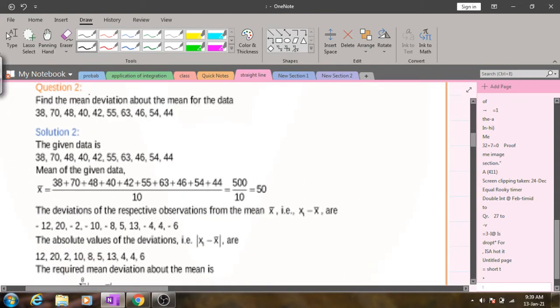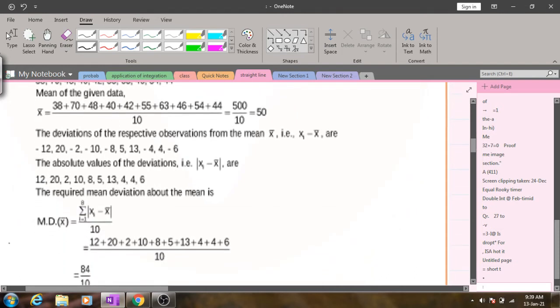They have again told you to find the mean deviation about the mean for the data as follows: 1, 2, 3, 4, 5, 6, 7, 8, 9 and 10. Ten data have been given, and you know the formula for mean deviation about mean is given by this one, where x bar is your mean.